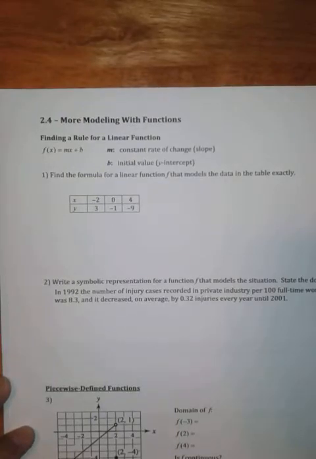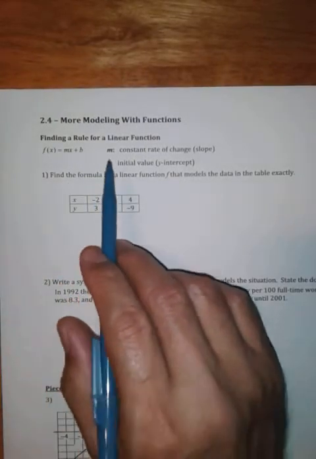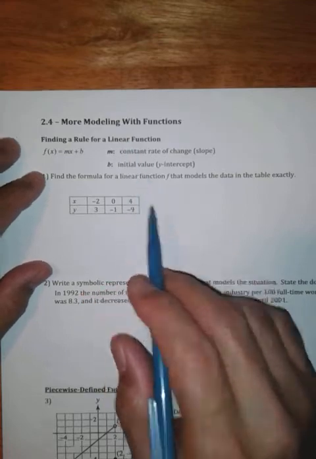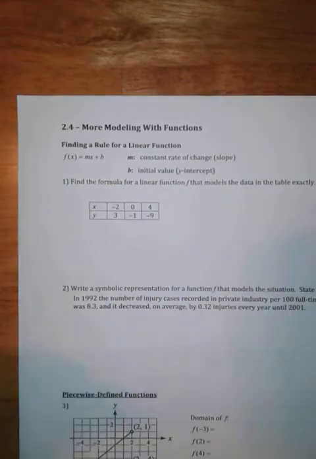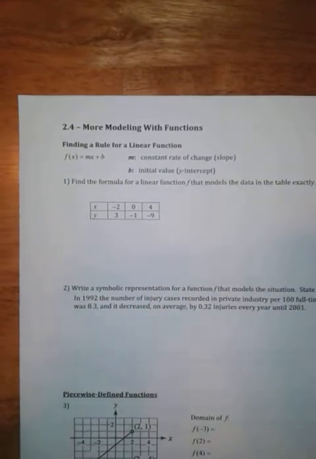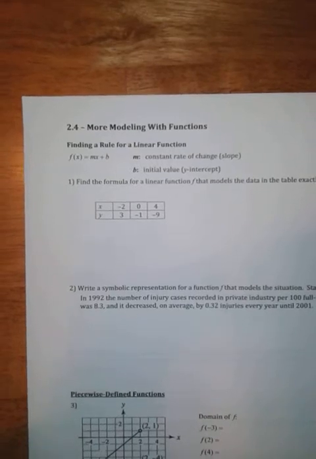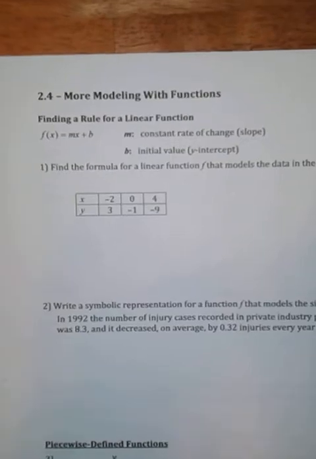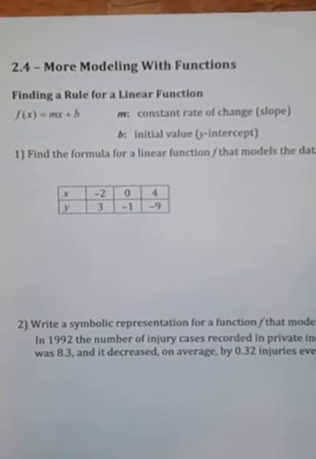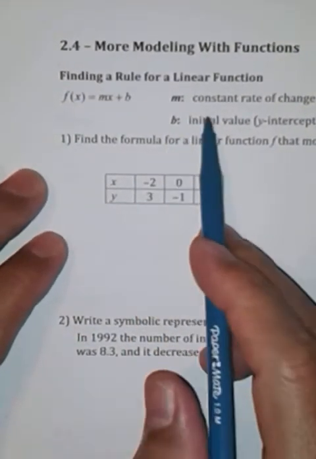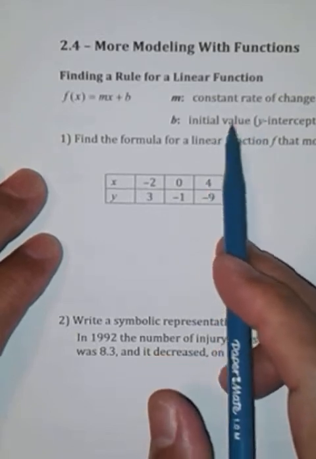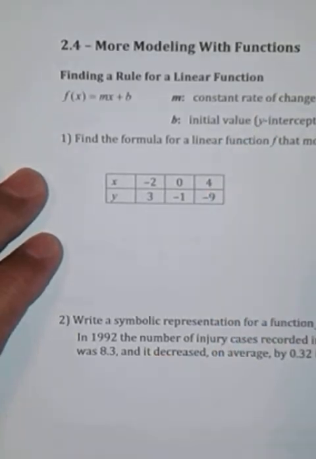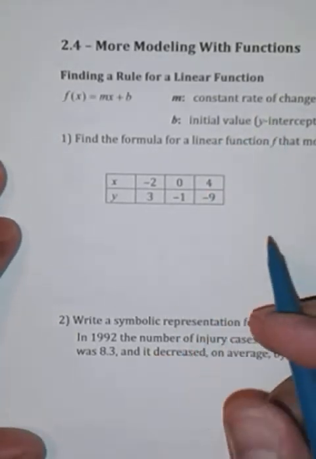All right, this is section 2.4, more modeling with functions. We start by reminding ourselves, and these are linear functions, by the way, what a linear function is. It is one that is of the form f of x equals mx plus b. Okay, m is the slope. Remember that the slope is the rate of change when you think about a word problem.